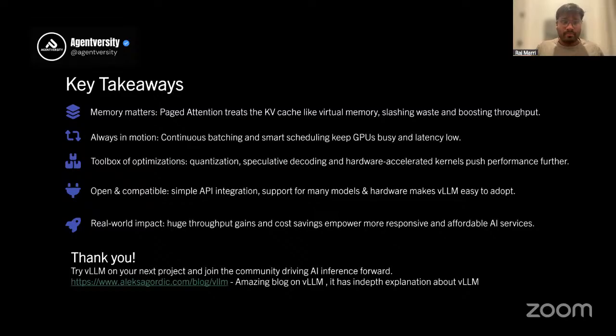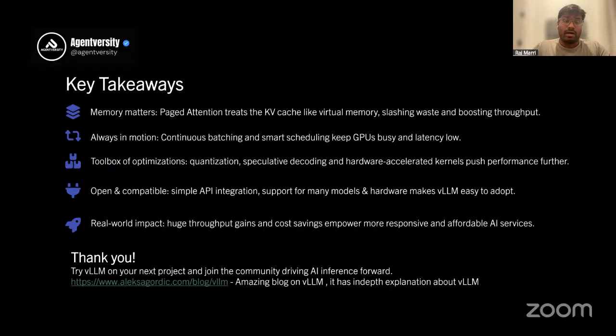So what are the major takeaways from this? Memory is important. Paged attention is treating the KV cache like virtual memory, so that way you are making the most of your GPUs. Continuous batching makes sure that GPUs are always busy, not being blocked by huge requests. That really helps to make the most of the compute and the memory available in the GPUs, and also significantly reduces latencies. And there are a lot of optimizations that vLLM provides out of the box: quantization, which we discussed, speculative decoding, and a lot of hardware accelerated kernels.